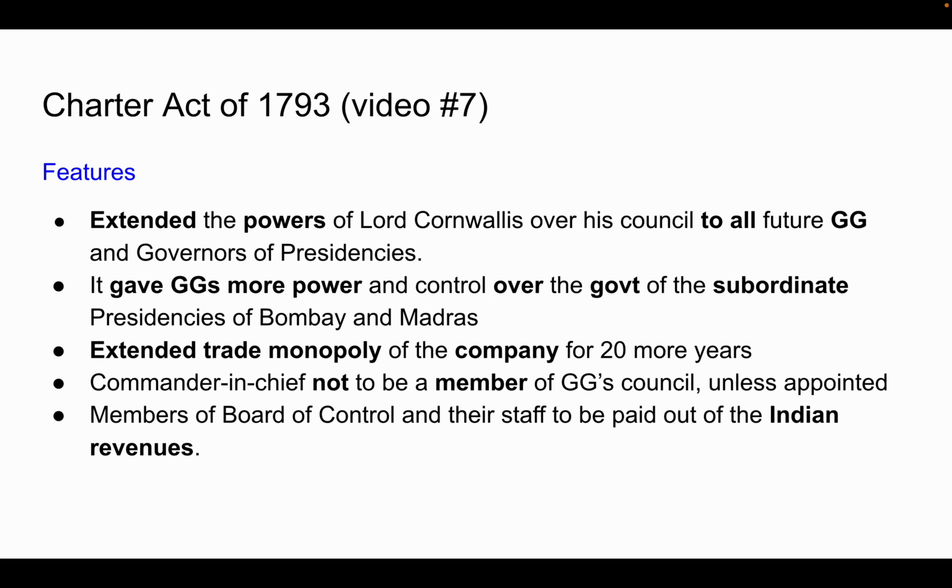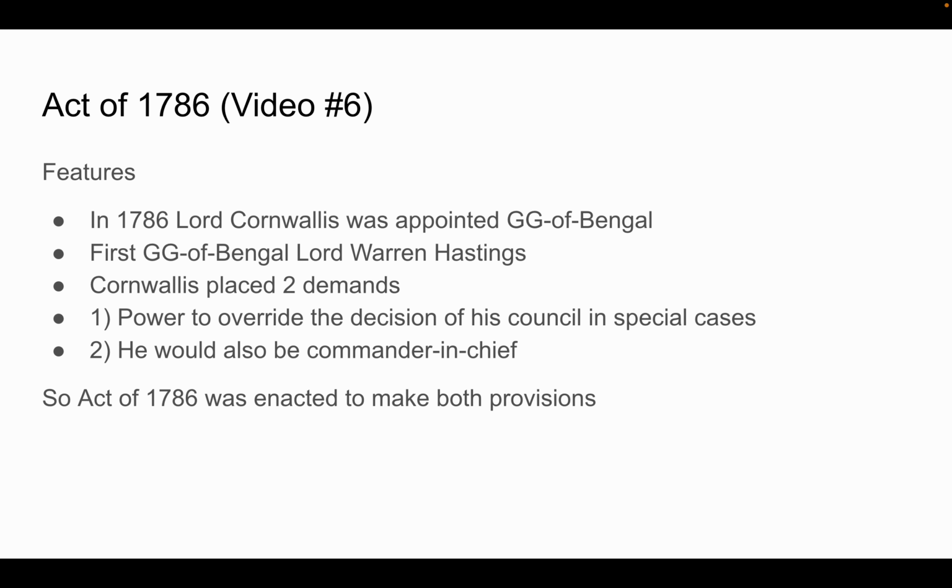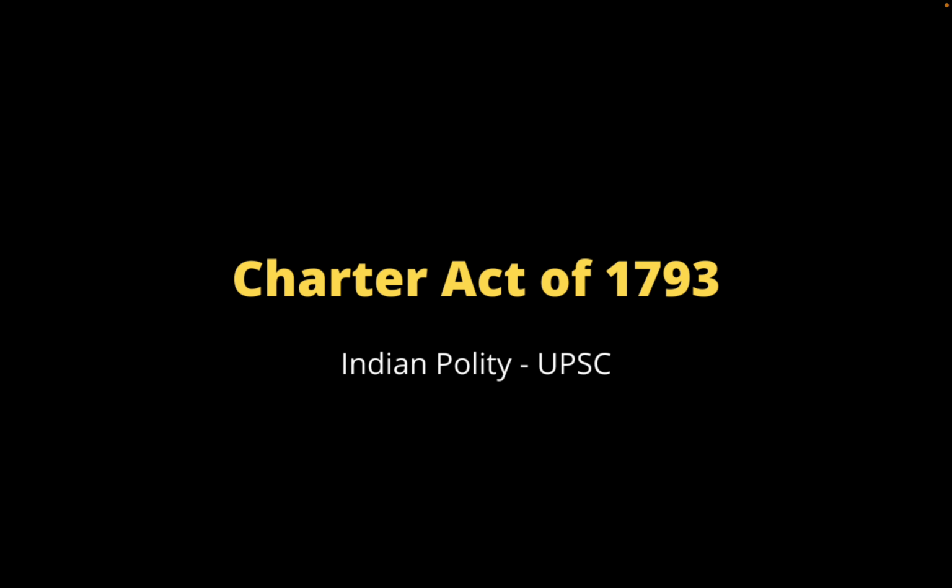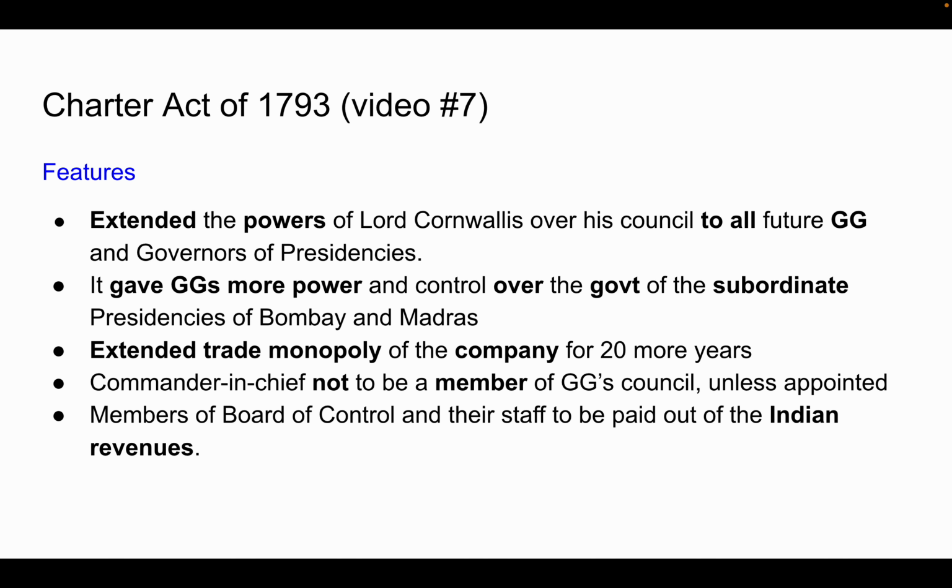Now we know from the previous act, that is the Act of 1786, that when this act was enacted, Lord Cornwallis was appointed the Governor General of Bengal, right? And he had basically two demands: that he should be given power to override the decision of his council in special cases. That was his demand number one. And the second demand was that he would also be the commander in chief. Both these demands were met, and that is why the Act of 1786 was enacted. Now, after the Act of 1786, we move to the year 1793 and we come to the Charter Act of 1793. So let us see what were its features.